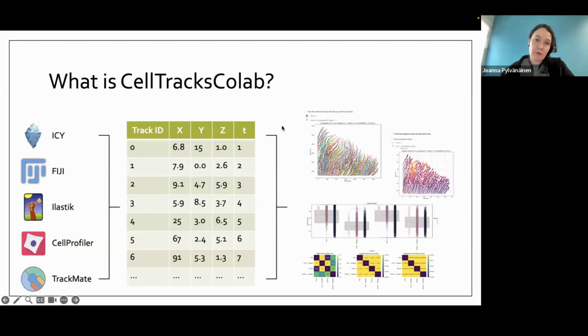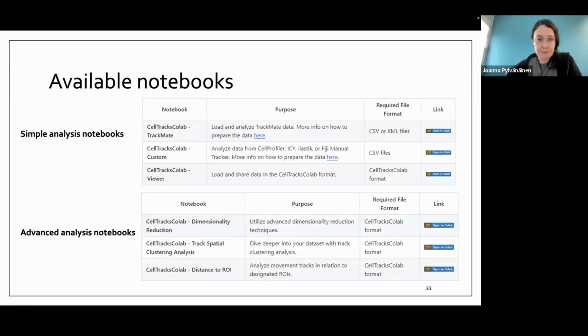The requirements for the tracking data are quite simple. We need a few columns in the data. We need the track ID, the X position, Y position, Z position if it's 3D data, and then the time point. And importing all this to CellTracksColab will allow us to visualize our tracks or even migration vectors. It allows us to plot the data and calculate statistics. And I will demonstrate this in a little bit.